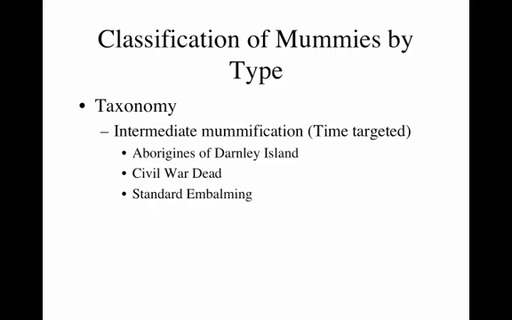So now we've looked at the taxonomy of mummies. We know what a mummy is by definition. We know the origin of the term. We've looked at the taxonomy or classifications, which included artificial mummification, natural mummification, spontaneous enhanced mummification, and of course intermediate mummification, as we have on the slide here.